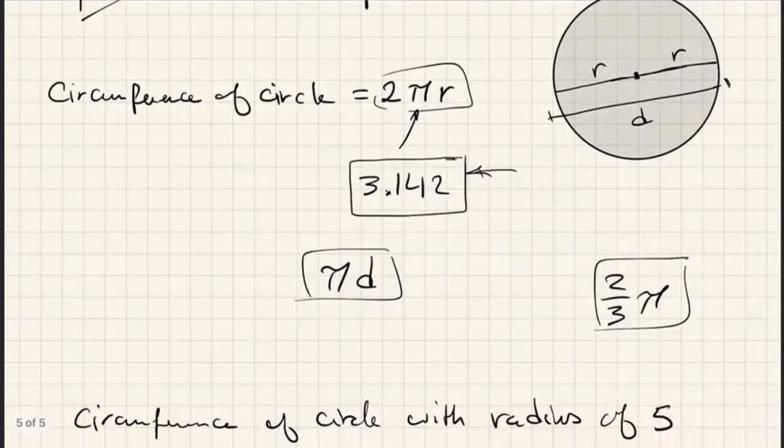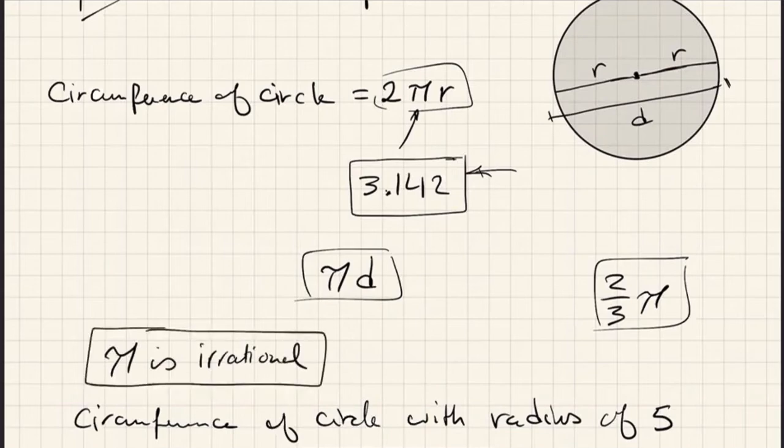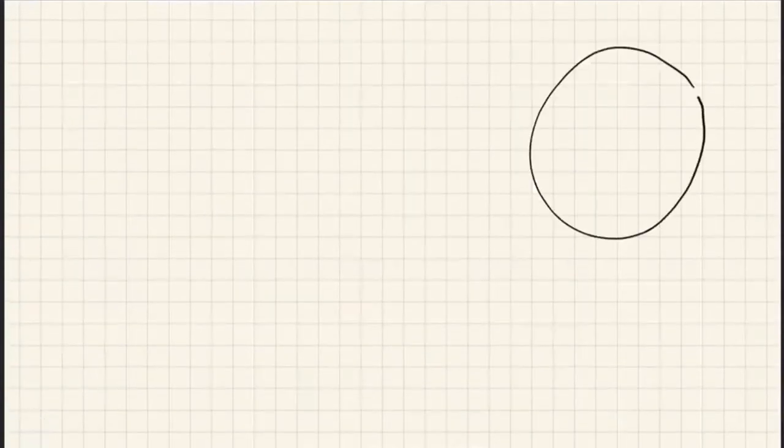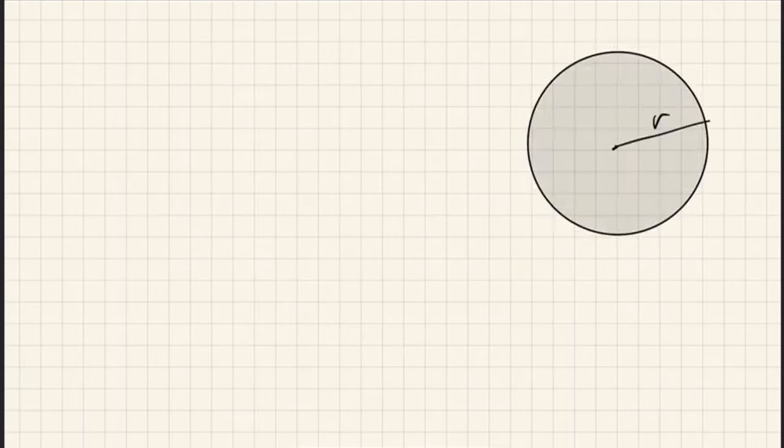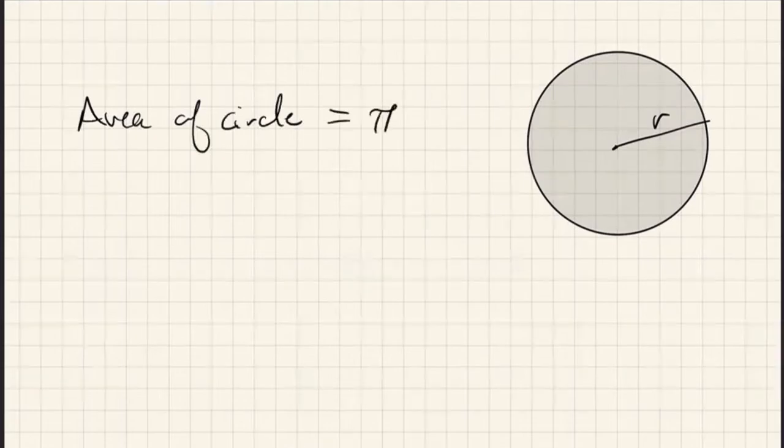So what is pi? Pi is the ratio between the circumference of a circle and its diameter. This is the definition of pi. And pi is an irrational number, which means that I cannot represent pi as a fraction. Now this is the circumference of a circle. But what about the area of a circle? If I know the circle's radius, again, I can get the area of this circle. The area of this circle equals pi r squared.